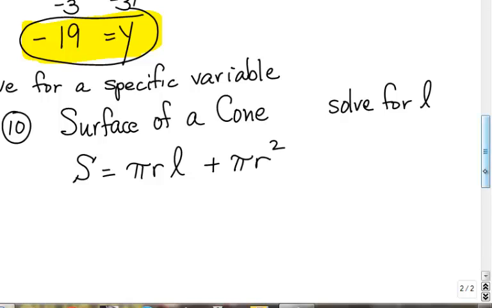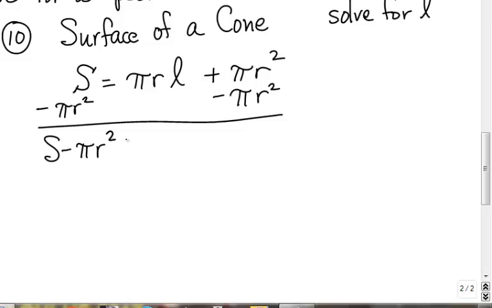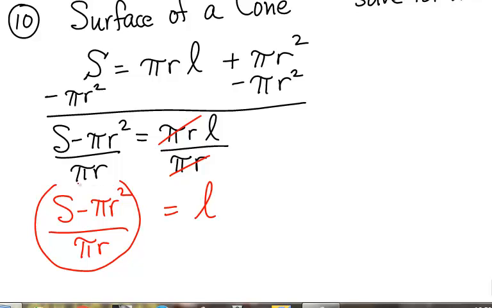Okay, now there's a couple ways you could do this. We need to get this term by itself, so let's subtract pi r squared. So you'd have S minus pi r squared equals pi r L. And then to get L by itself, you could do it in one step or two. Let's do it in one. Divide by pi r. Okay, and these would divide out, and L equals S minus pi r squared, divided by pi r. You could actually, on that one, factor out a pi r and then solve it that way too. That's another way to solve it. But this would be your answer. Okay? That should be enough to get you started.